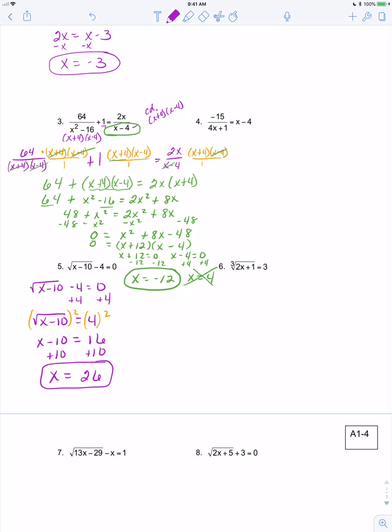Okay, so a hint here on number 6, that's a cube root, so we're going to have to cube both sides of that equation. So make sure you do that.